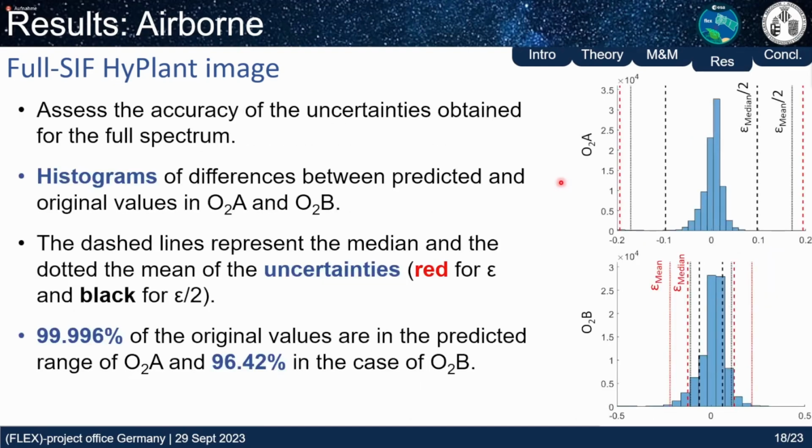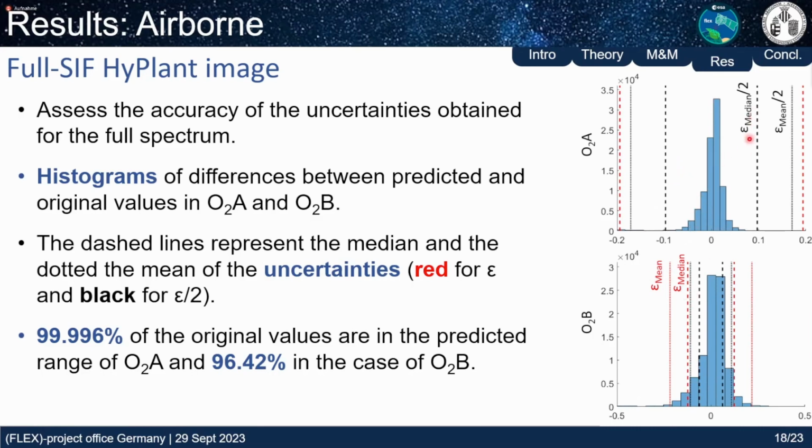And also, to check whether the predicted values are inside the uncertainty provided, we evaluated the accuracy of the uncertainties. We subtracted the predicted values and the original values to obtain a histogram, and we also obtained the median of the uncertainties and the median. We found that most of the values are inside the range of the median of uncertainties and the median.